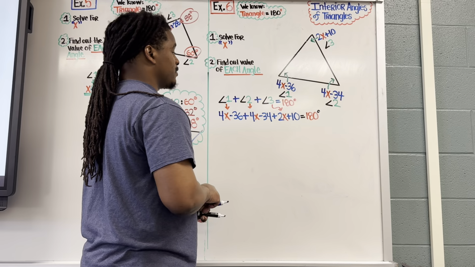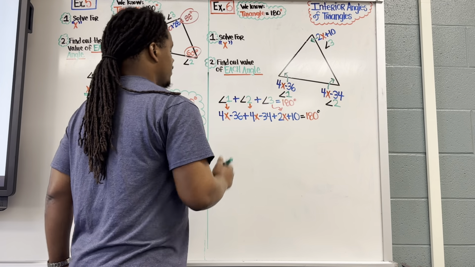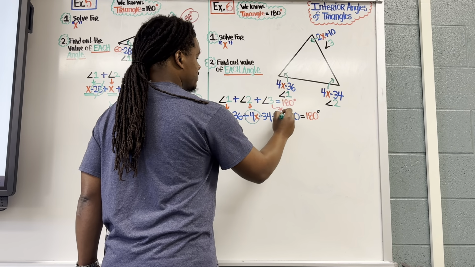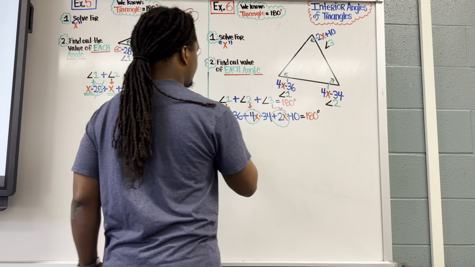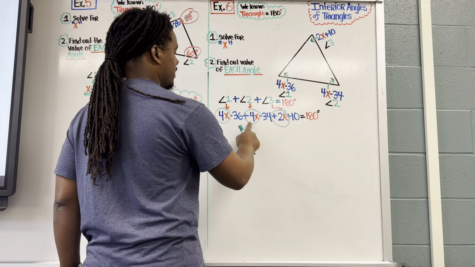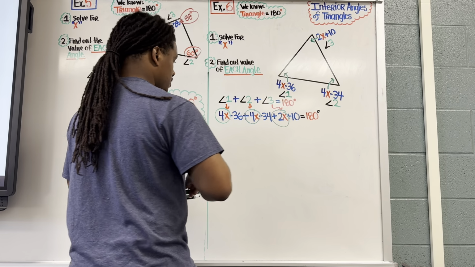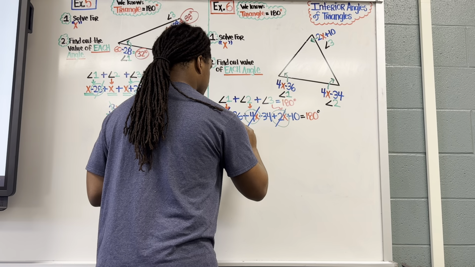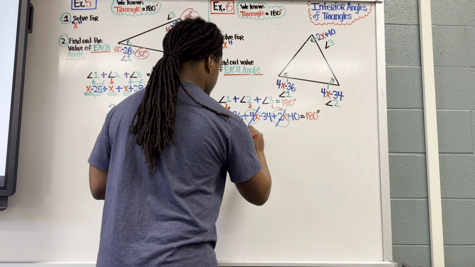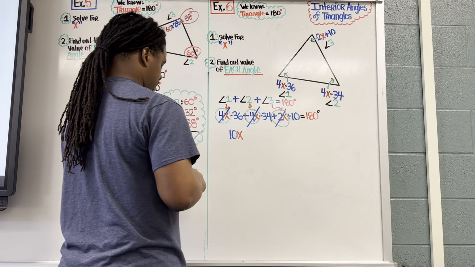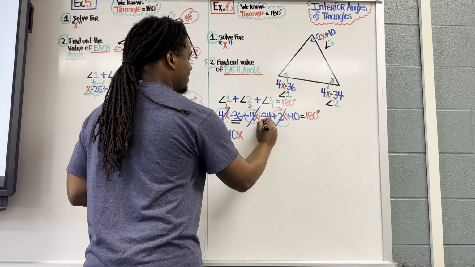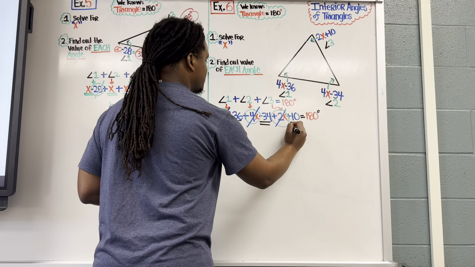Now, what else do we need to do, guys? We need to combine like terms. We can combine all of the x's. So I have 4x, I have another positive 4x, and I have another positive 2x. 4x plus 4x is 8x, and 8x plus 2x is 10x. So I can cross these out, and I can put 10x. Okay? Now, remaining, I have a negative 36, a negative 34, and a plus 10.